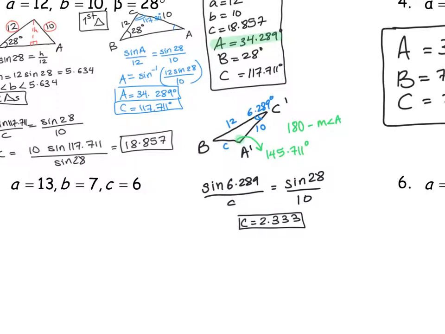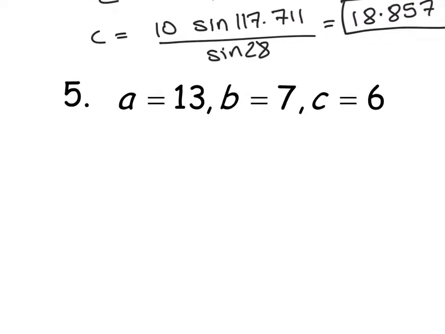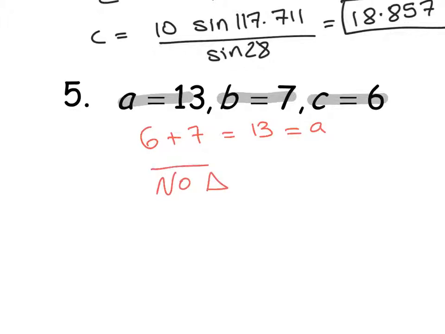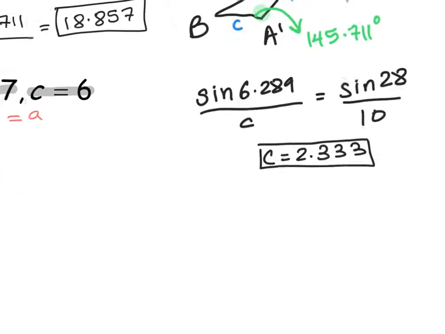Now let's move on to number 5. So number 5, I'm given 3 sides, and remember what we said? Every time we have 3 sides, we have to check if the triangle exists to start with. So 6 plus 7 is 13, which is equal to A. That is not possible, so there is no triangle formed for this case. Remember, the sum of any 2 sides should be greater than, not equal, just greater than the measurement of the third side.